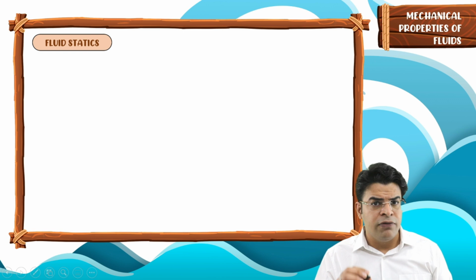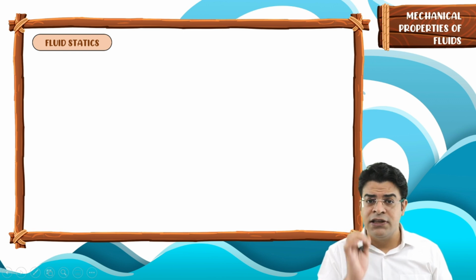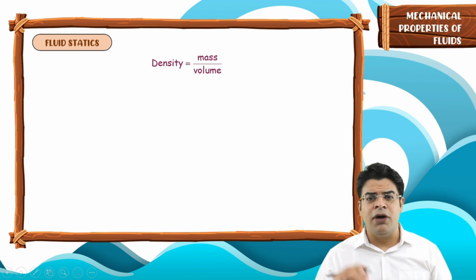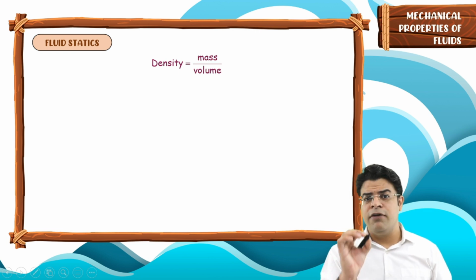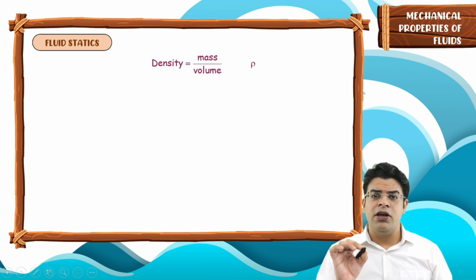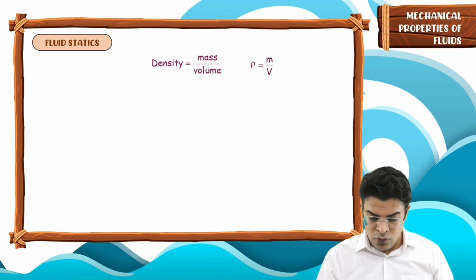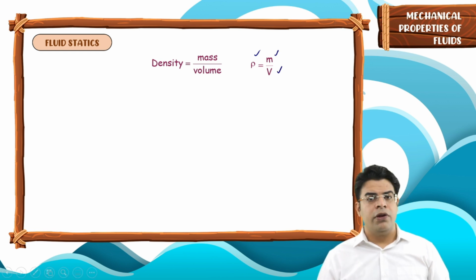The first thing we need to talk about in fluid statics is the term density. What is density? Sir, we know density is nothing but mass upon volume. The symbol I will use for density is rho. The symbol I will use for mass is m, and the symbol I will use for volume is V. So rho equals m by V.